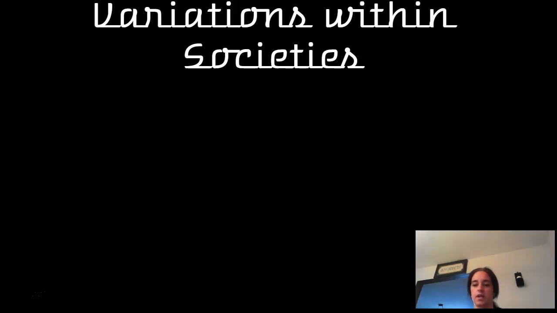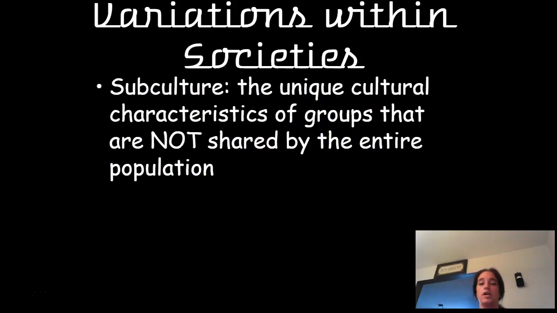Okay, so for as much as we have cultural universals, we also see a lot of variation within societies, and you can see variation within a particular, what we consider to be a larger culture. So if we're looking at the larger culture of the United States, we can also see variation within that culture. Subcultures are unique cultural characteristics of groups that are not shared by the entire population.